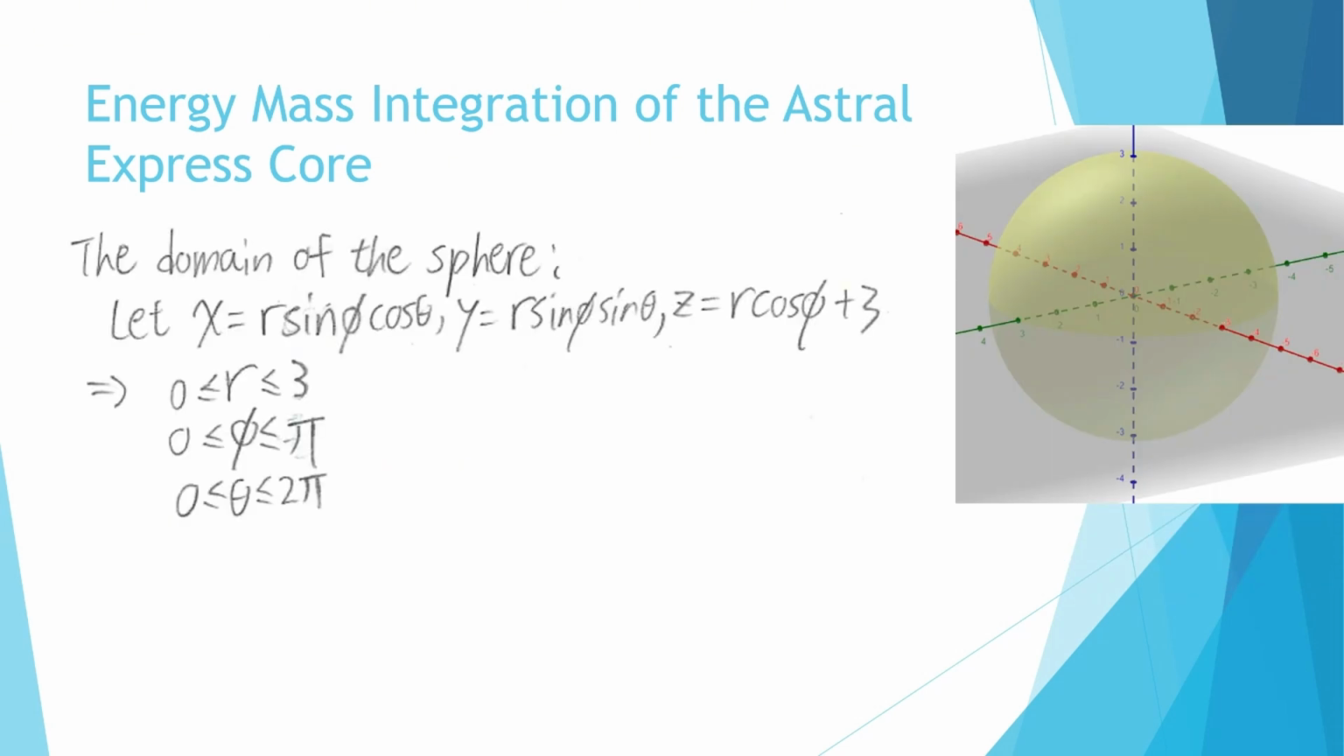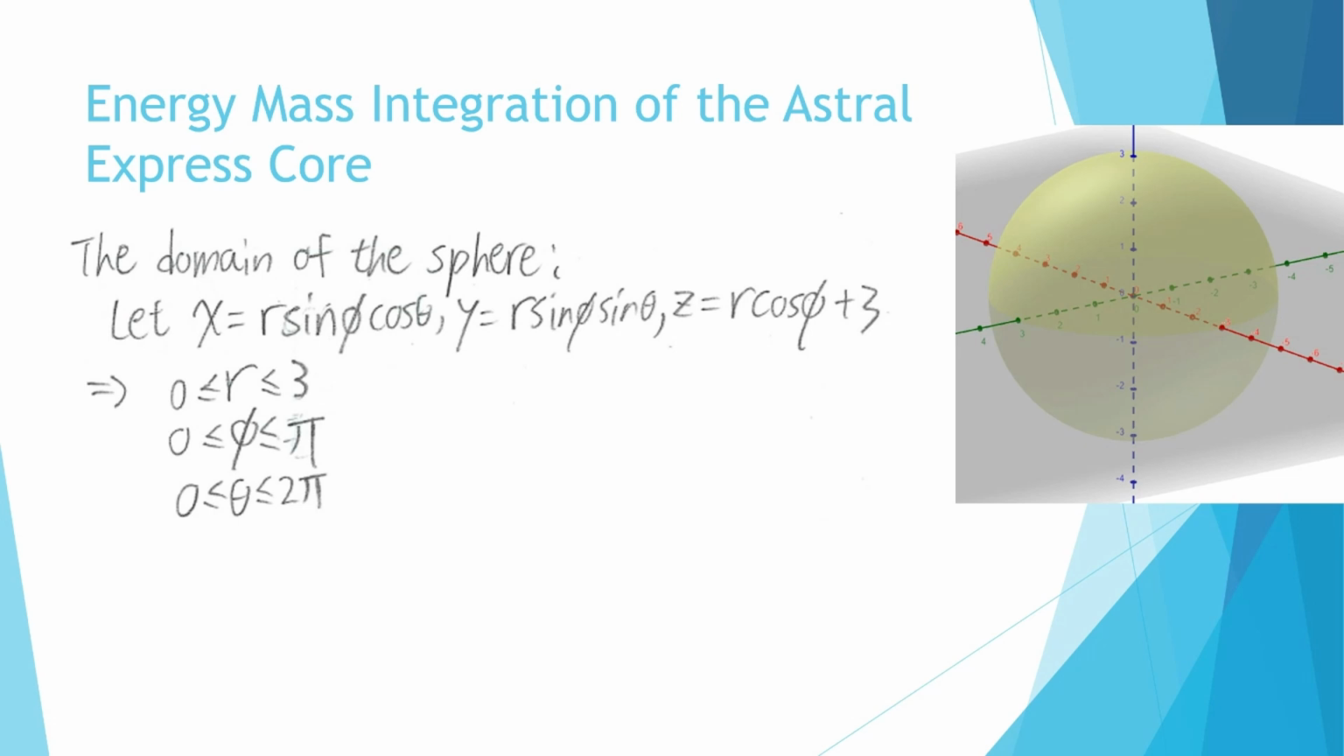Okay. So the core is shaped like a perfect sphere with a radius of 3 units centered at a point that's 3 units above the origin. To describe points in this sphere, we use spherical coordinates, with r measuring distance from the center from 0 to 3, phi measuring the angle from the top from 0 to pi, and theta measuring the angle around the sphere from 0 to 2 pi.